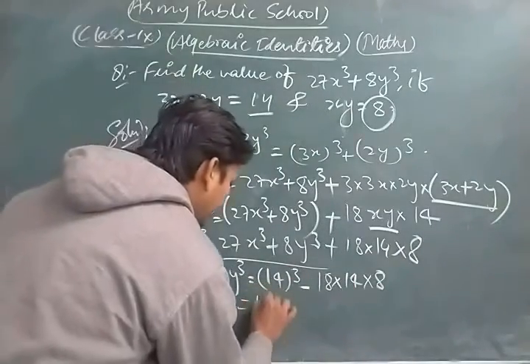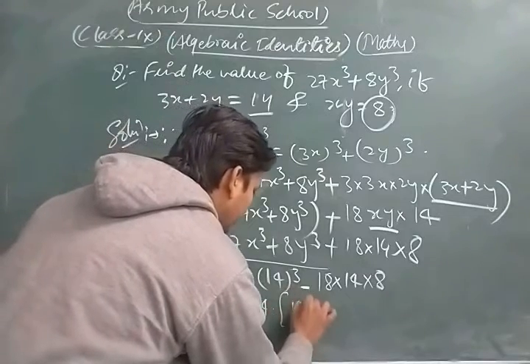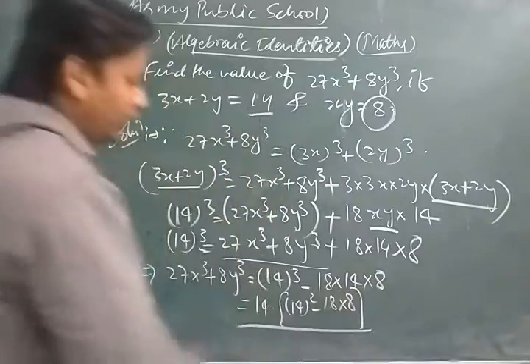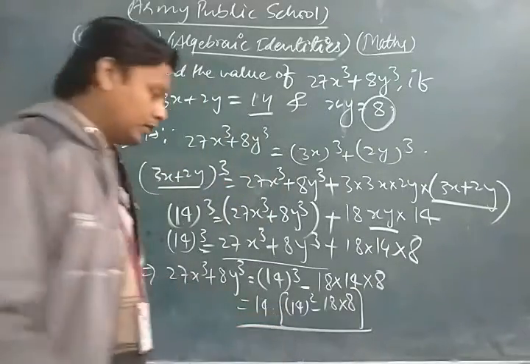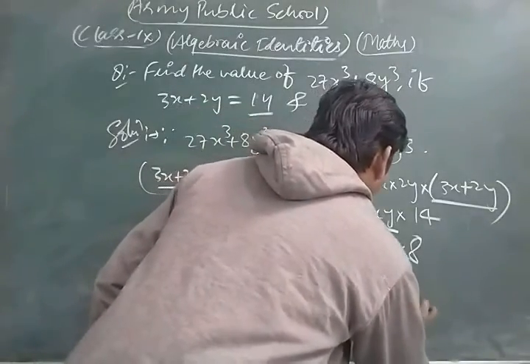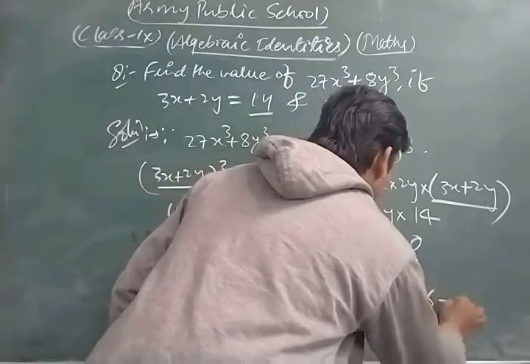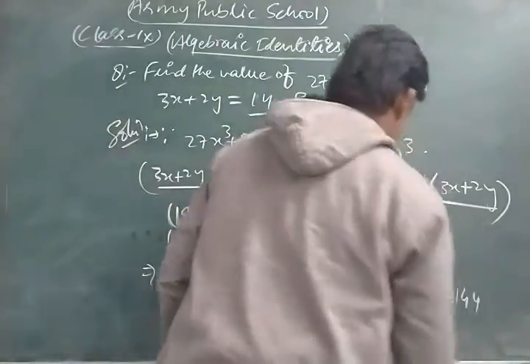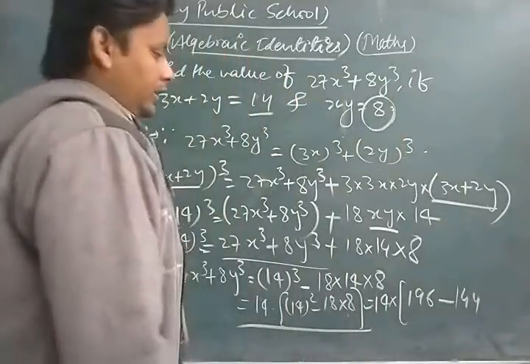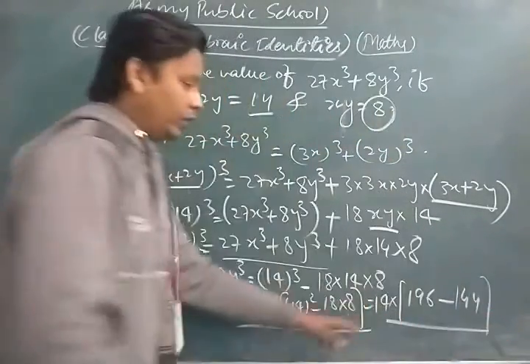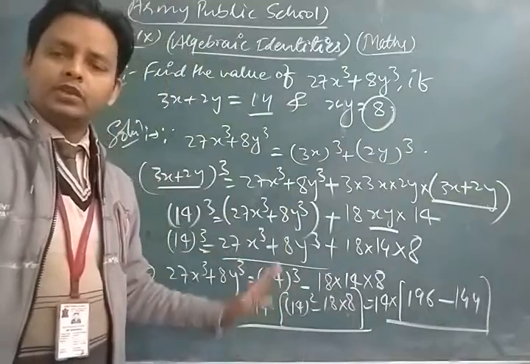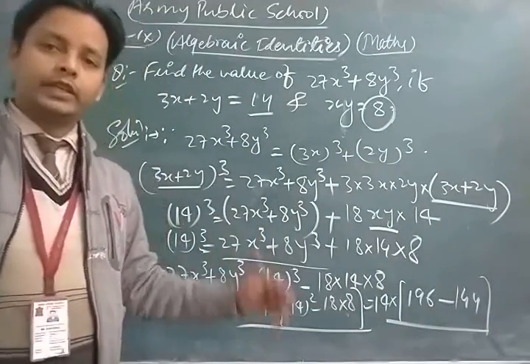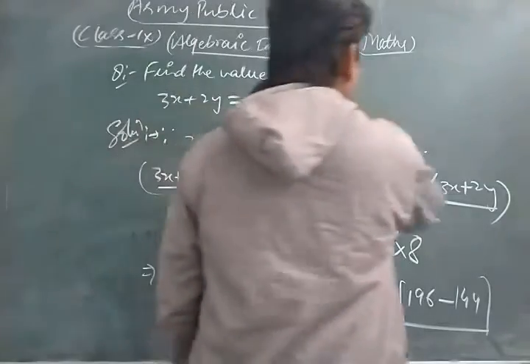Now one more thing, 14 is common, so this is 14 square minus 18 into 8. We just simplify them. The square of 14 is 196. So 14 into this is 196 minus 144. Now we subtract them and multiply by 14, then we get our result. So in this way you can solve that type of question. Please dear students, do more and more practice. Now we take and solve some other important question of that exercise.